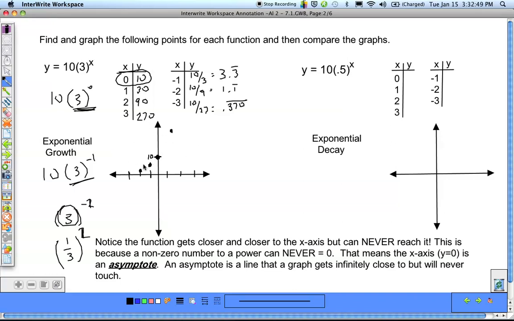If we notice how it kind of curves this way, it's getting closer and closer to the x-axis, but it's not actually going to go through the x-axis, so we're just going to leave it like that, and that's what our exponential function looks like. Let's take a look at this other one.